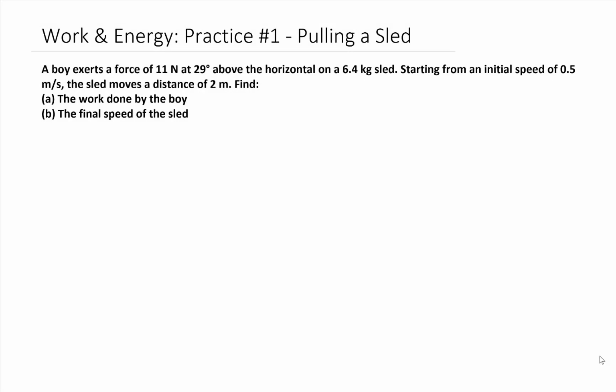So let's start off with a practice problem. So this one is about a boy that exerts a force of 11 newtons at 29 degrees above the horizontal on a 6.4 kilogram sled. It starts from an initial speed of 0.5 meters per second, and the sled moves a distance of 2 meters. We're supposed to find A, the work done by the boy, and B, the final speed of the sled. So for any work and energy problem, the same first step is usually required, which is to draw a diagram. So we have step number 1.